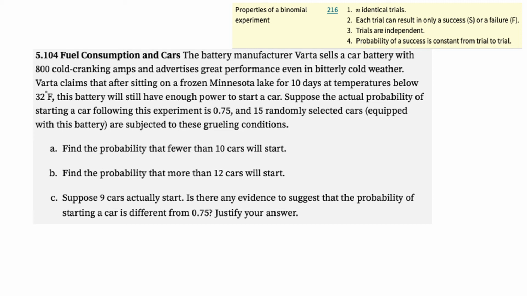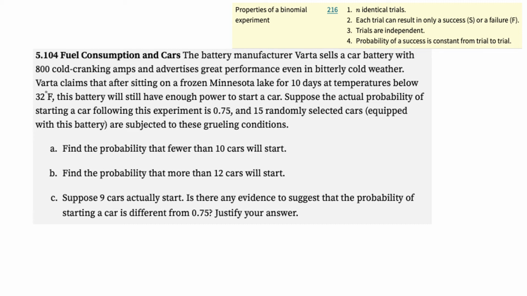So here's some of the stuff that you're looking for. 5.104, the battery manufacturer Varda sells a car battery with 800 cold cranking amps and advertises great performance even in bitterly cold weather. Varda claims that after sitting on a frozen Minnesota lake for 10 days at temperatures below 32 degrees Fahrenheit, this battery will still have enough power to start a car. Suppose the actual probability of starting a car following this experiment is 0.75, and 15 randomly selected cars equipped with this battery are subject to these grueling conditions.